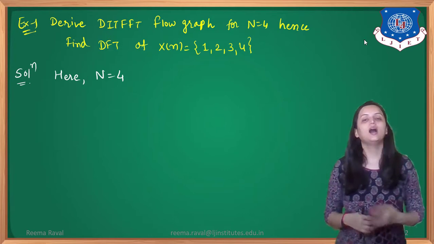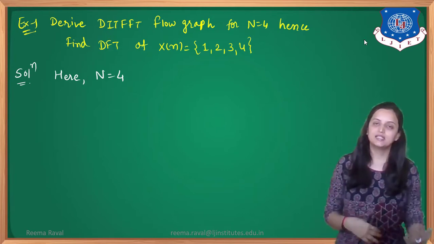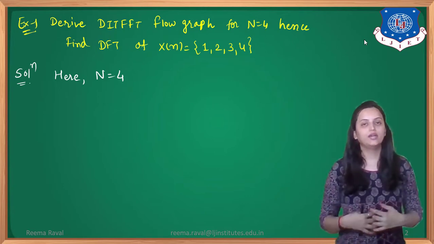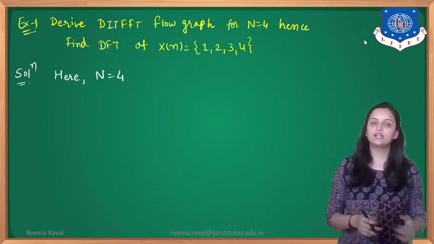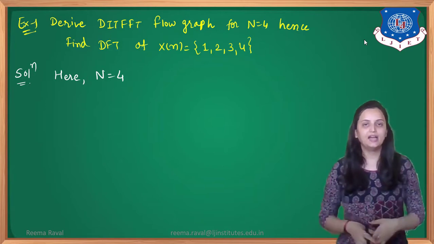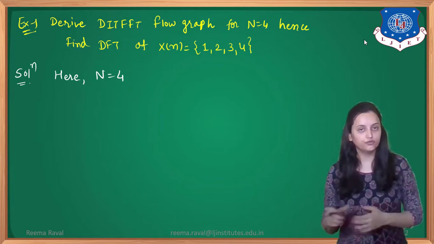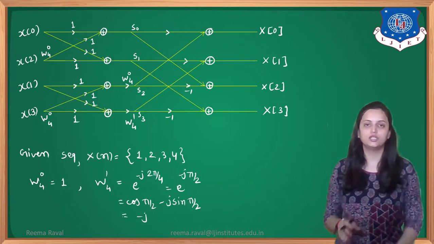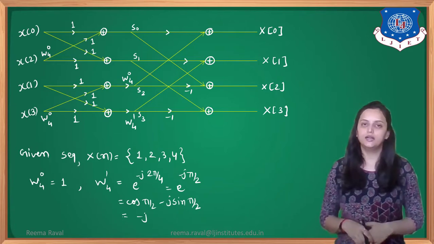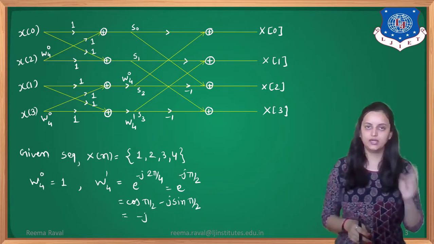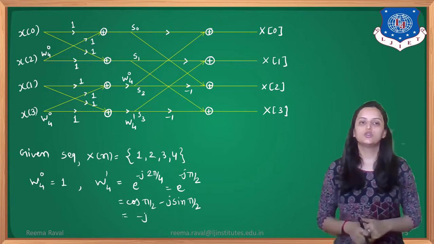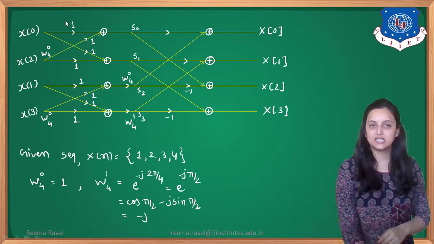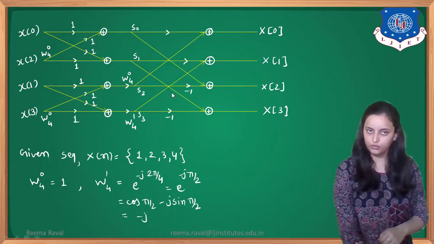From the formula N equals R raised to B, we have to calculate the number of stages. If we calculate, we will have 2 stages for N equals 4. So the structure will look like this. Here there are 2 stages, S1 and S2. So the values are to be placed according to that. As you can see, this indicates stage 1, this indicates stage 2.